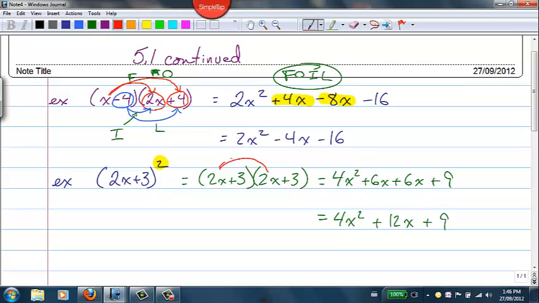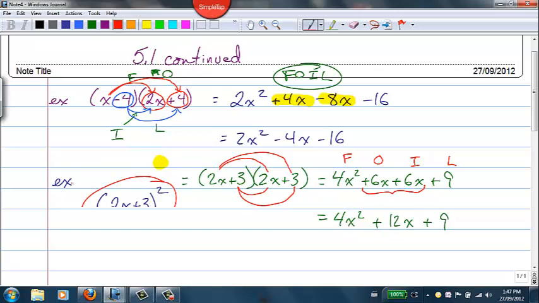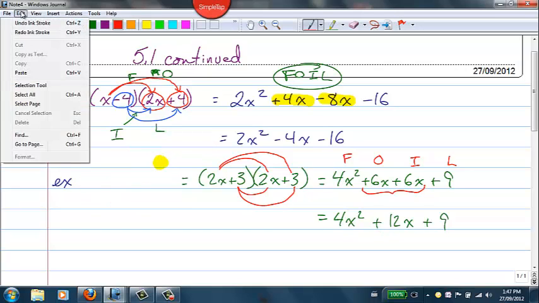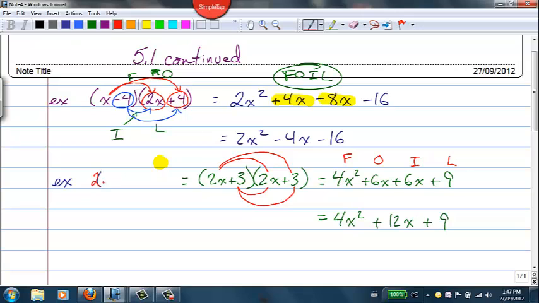Alright, so in this section I've already started a little bit here with 5.1, and you'll see at the top we've done this x minus 4 and 2x plus 4, and we've expanded that using the distributive property and FOIL. Doing that again now with 2x plus 3 squared, and you'll see how it got kind of screwed up with the computer. I'm not exactly sure what happened there.